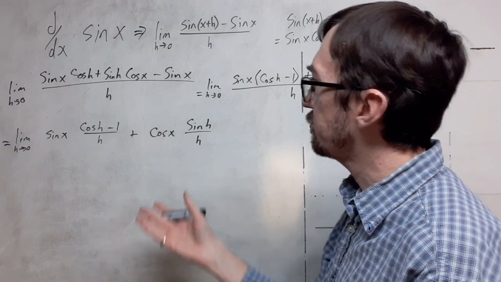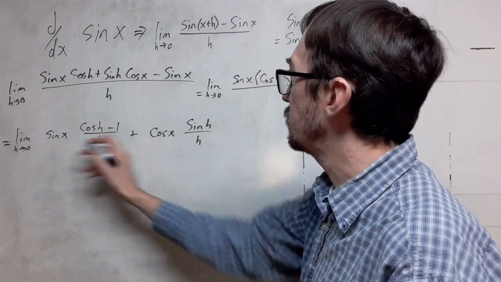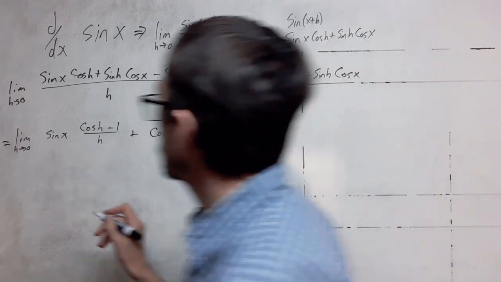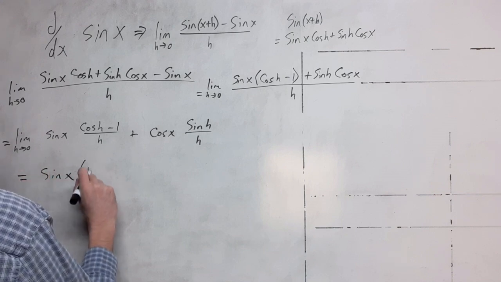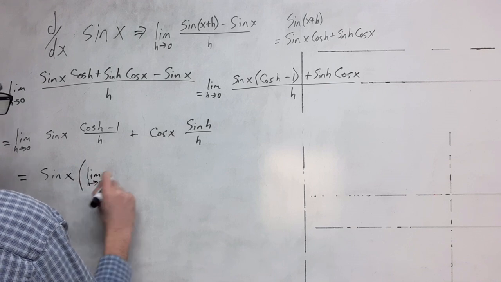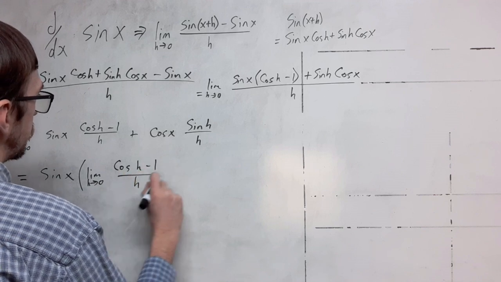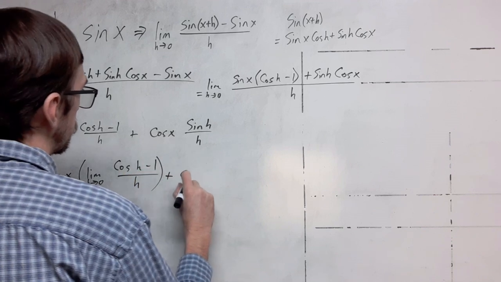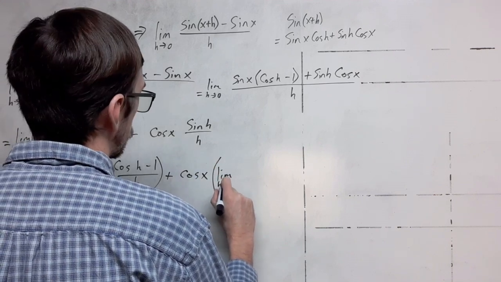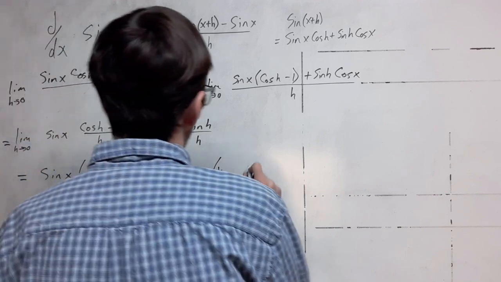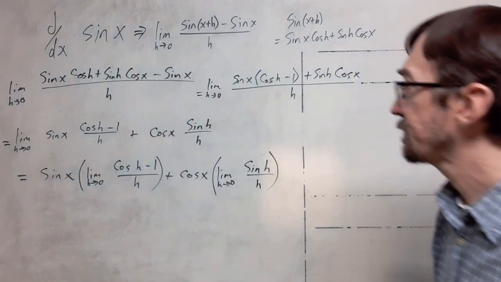So, something you might have proved in a calculus course, but more likely it's an analysis course where we can move these limits around. We are going to look at the sine of x times the limit of h approaching 0 of cosine of h minus 1 over h plus the cosine of x times the limit as h approaches 0 of sine h over h.